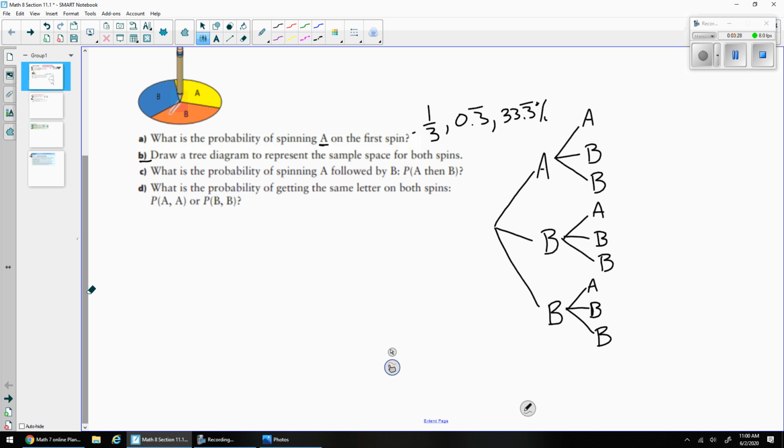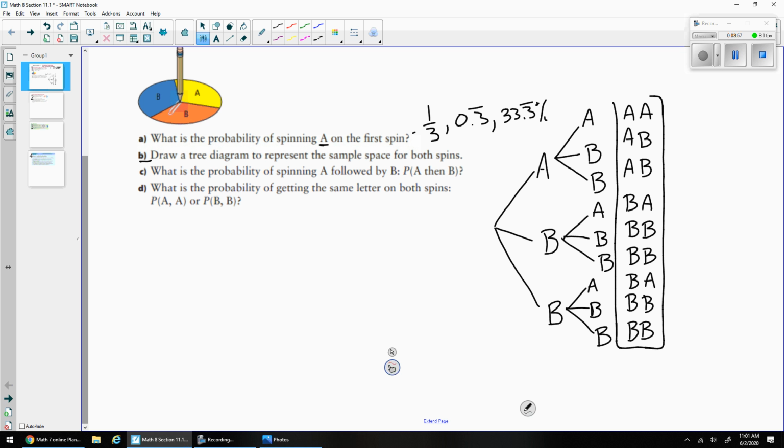It's just nice to write it in a list. So you could get an A, then an A, or an A, then a B, or an A, then a B as well, that other B, or a B, then an A, or a B and a B, or a B and a B, or you could get the B and the A, a B and the other B, a B and the same B. Okay, and then here is our sample space. So that would be draw the tree diagram to represent the sample space. So we showed the sample space, found using the tree diagram.